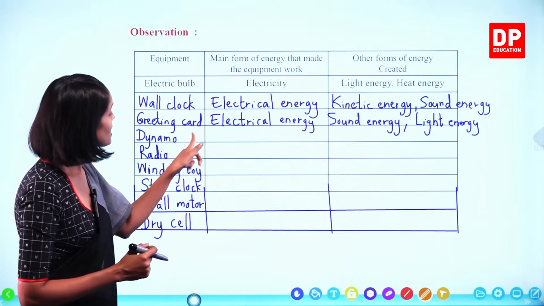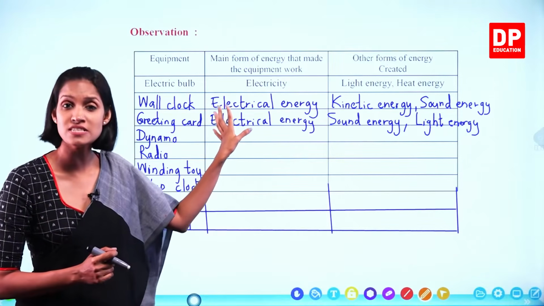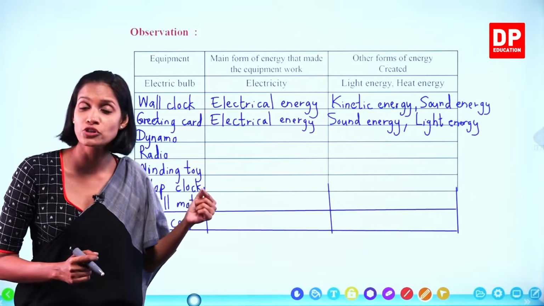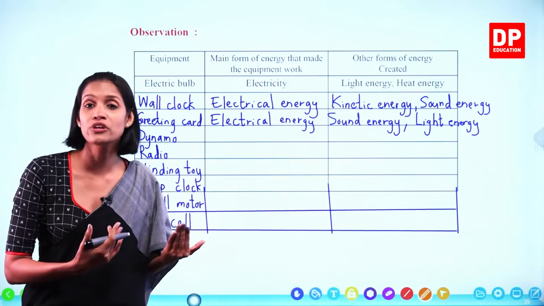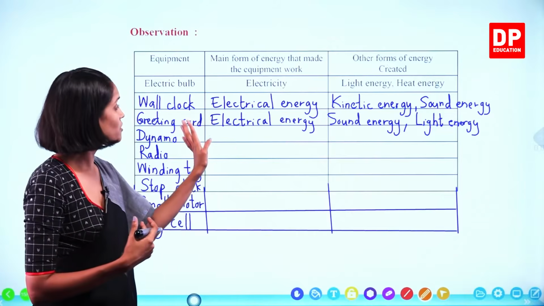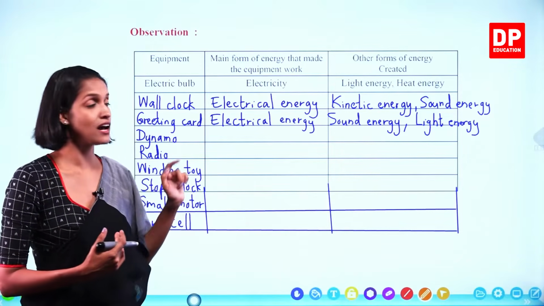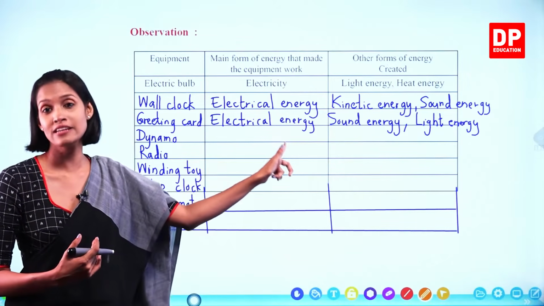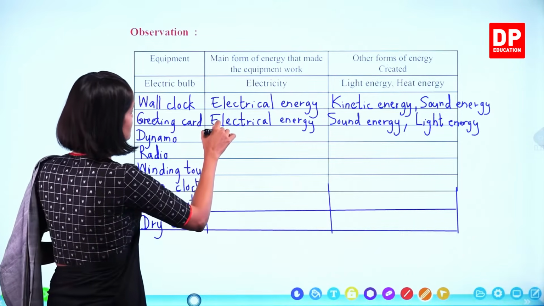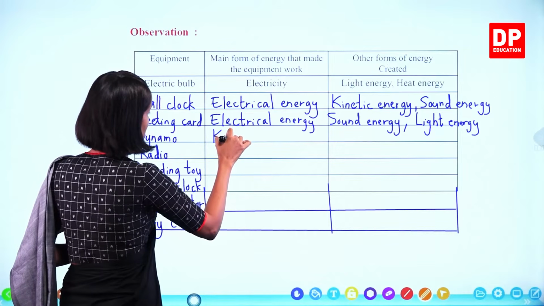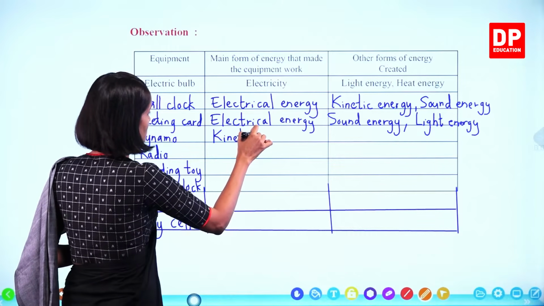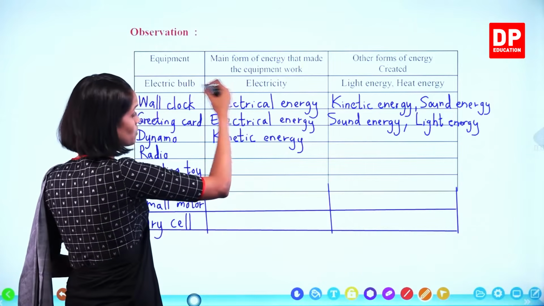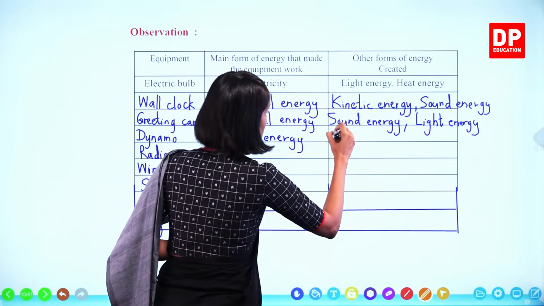So, if we rotate it, what type of energy should be given here, children? Kinetic energy. I told you all, any type of moving object contains a type of energy called kinetic energy. Therefore, using kinetic energy, the dynamo can generate electricity. Right? So let's write kinetic energy here. Using the kinetic energy, the dynamo can generate electrical energy.